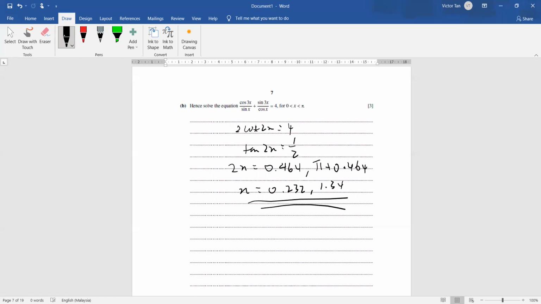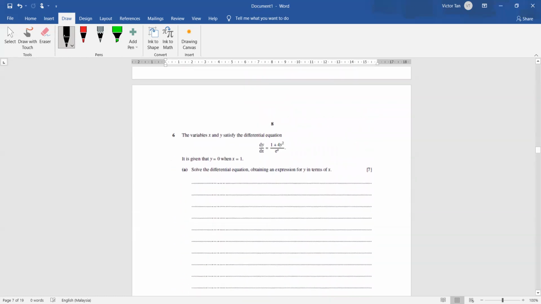Solve the differential equation. The variables x and y satisfy the differential equation dy over dx equals 1 plus 4y squared over e to the power of x. It is given that y equals 0 when x equals 1. Solve the differential equation, obtain an expression of y in terms of x. Now first separate the variables. So you have dy over 1 plus 4y squared equals e to the minus x dx, integrating both sides.